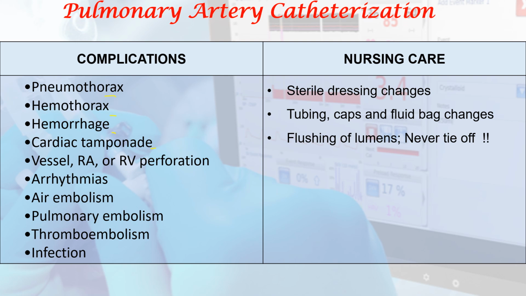Then what is the nursing care? Always keep the sterile dressing, and change the tubing, cap, and fluid bag periodically and as indicated. Then flush the lumens to prevent blockage and maintain patency of the arterial line. We have to flush it with a heparinized solution and never tie off.